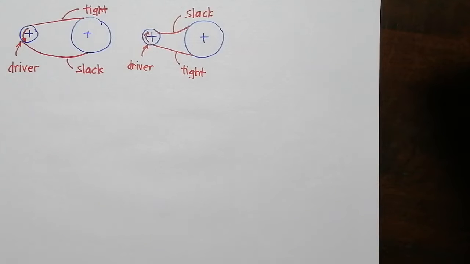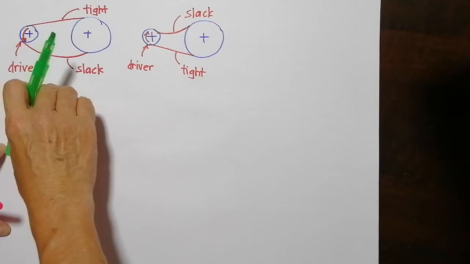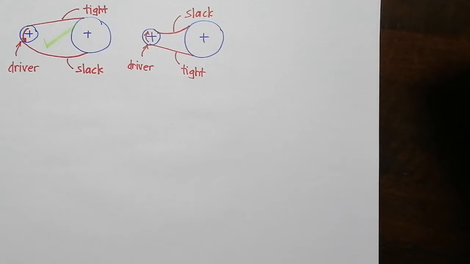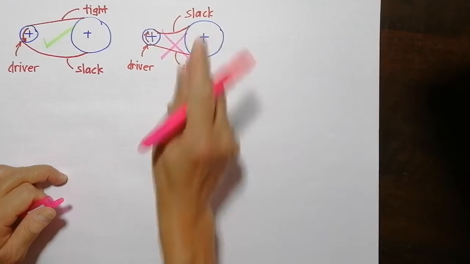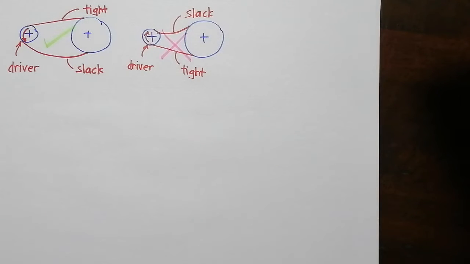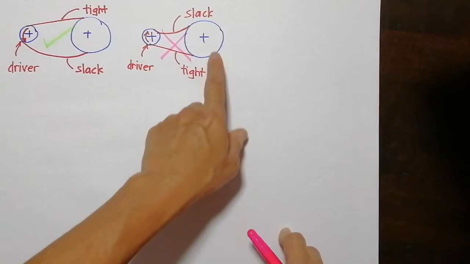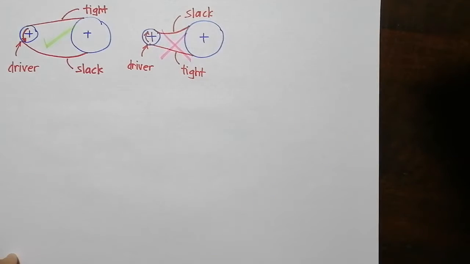Now you realize that in this little demonstration, this is what we have to be very mindful of. The one I drew where the tight side is on top is the correct way of driving. The one where I drive with the tight side on the other side is wrong. That's unfavorable, because when we stop driving it, this tight side becomes loosened and the sprocket will start to move, the driven will start to move, so it has to be in this form.